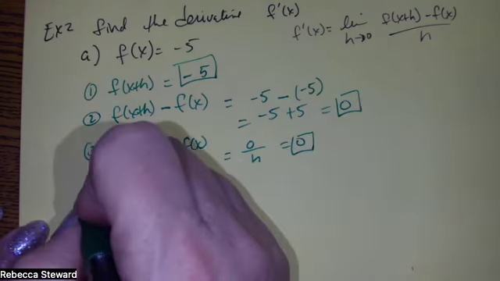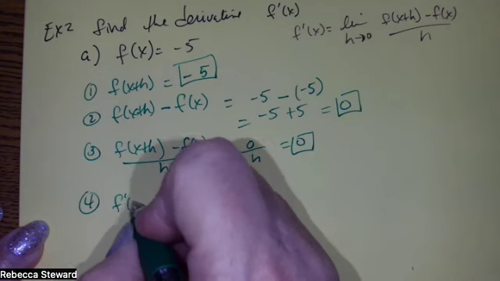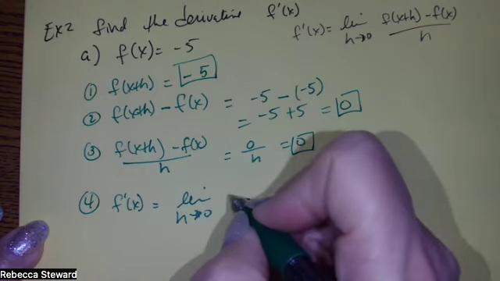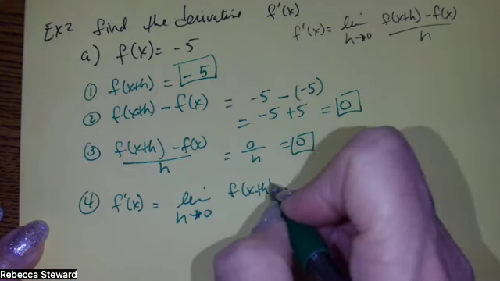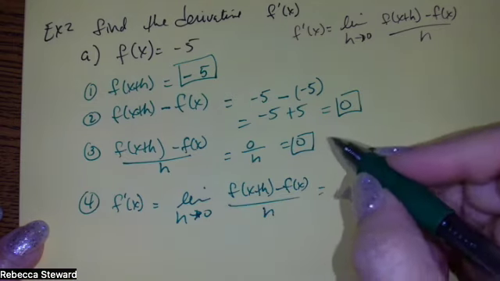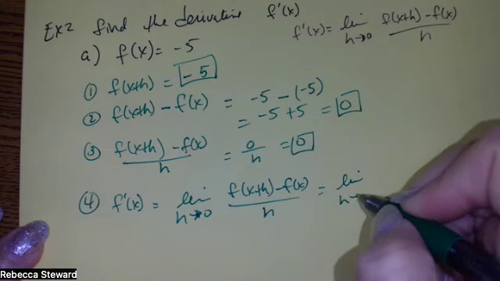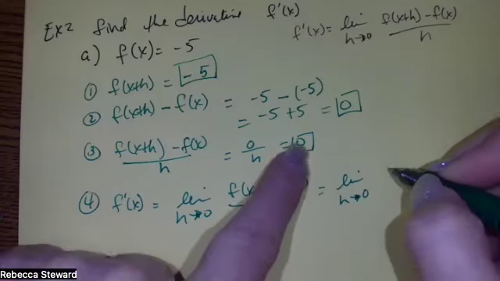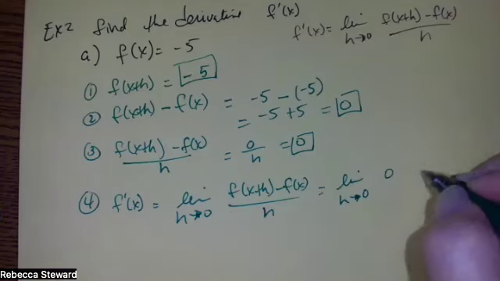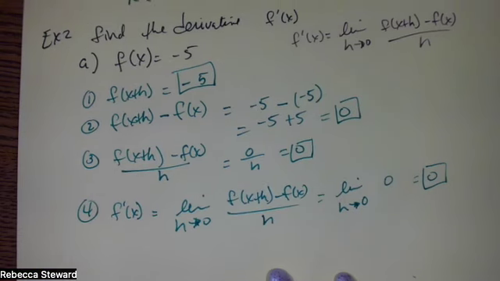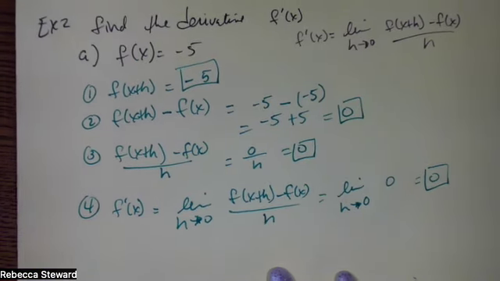And then on step 4, we have f prime of x is equal to the limit, as h is approaching 0, of f of x plus h minus f of x all over h. Well, that means we have the limit as h is approaching 0 of 0. Well, that's just going to be 0. So 0 is our derivative for that, and that will be for any constant. Any constant, the derivative of a constant is going to be 0.